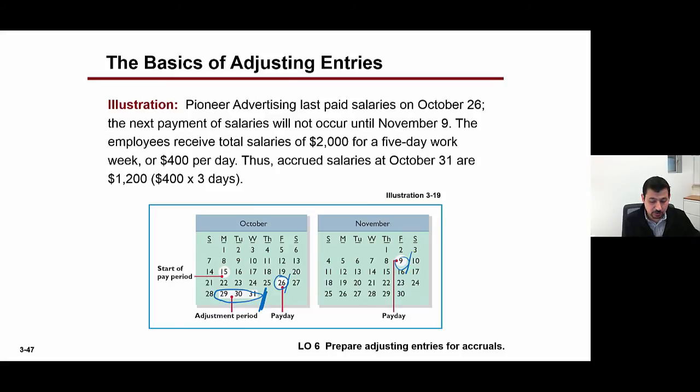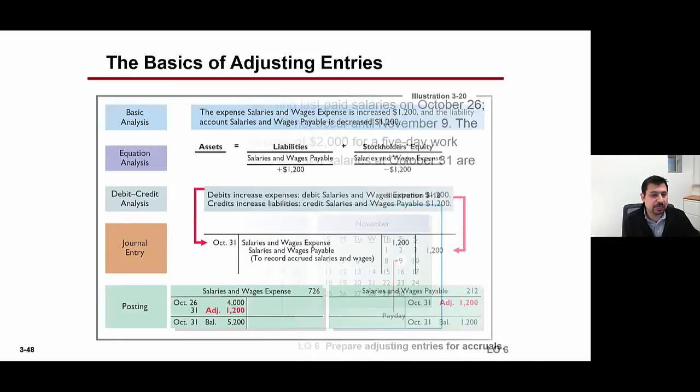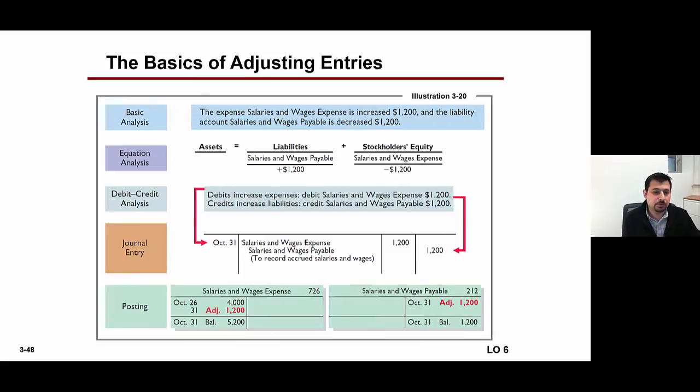Those are the 3 days, but the actual amount will not be paid now, so it becomes a payable. It's a liability. This is why we need to debit the expense and we credit the liability. So we debit salaries and wages expense. This is to record the salaries that have accumulated before the end of the accounting period.